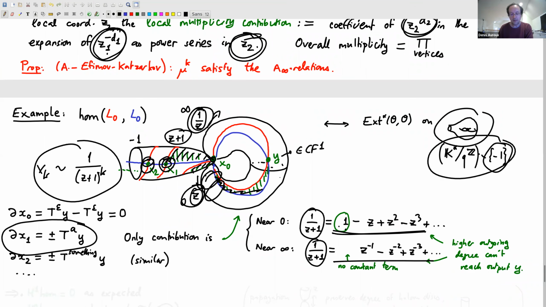But now you can check using some basic combinatorics that the ones that come out with positive degrees will never be able to finish anywhere at Y. They will wander around forever and not close up. So the only contributions are in fact this one, and that's why D of x1 is some multiple of Y. But then you can continue explicitly and do it for x2 and so on.